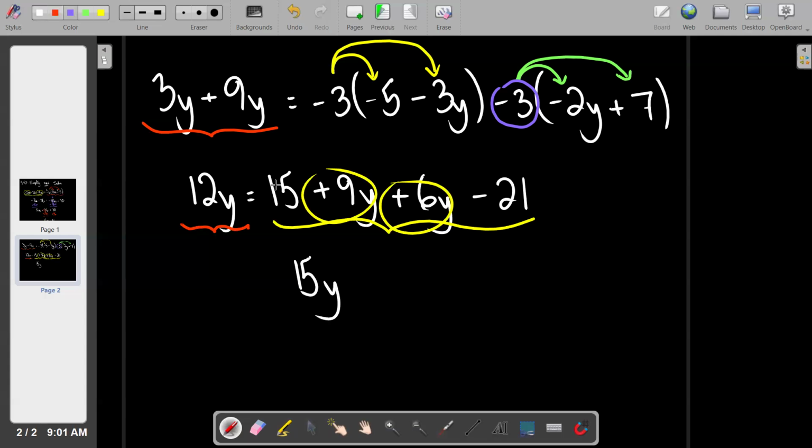And then let's also take this 15 that doesn't have a variable and this minus 21. What's 15 minus 21? Definitely negative. So we're going to put minus 6. And then you drop to 12y equals. And this is what the equation looks like once it's in its simplified and ready to go state.